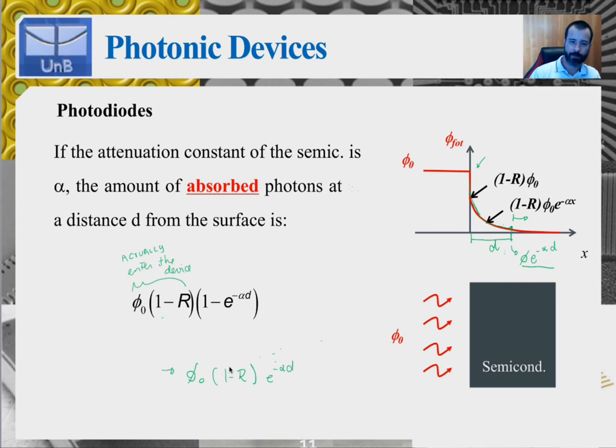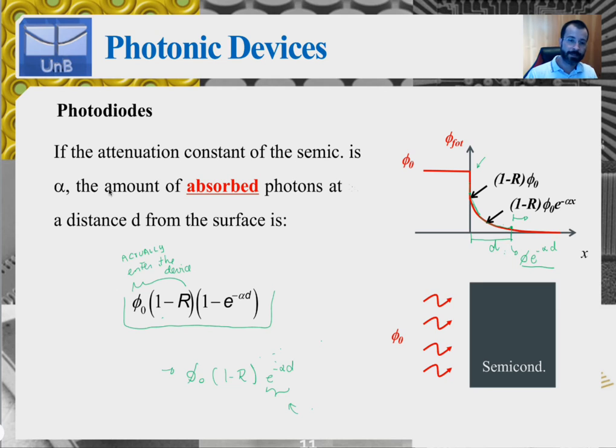But what we want is the complement of this, so the amount of photons per unit second which are actually absorbed by the device, not the amount of photons which are not absorbed and propagating inside the device, but the amount of photons which are actually absorbed by the material, and this would be this quantity here. So the complement of this, right? 1 minus this multiplied by the initial amount of photons.